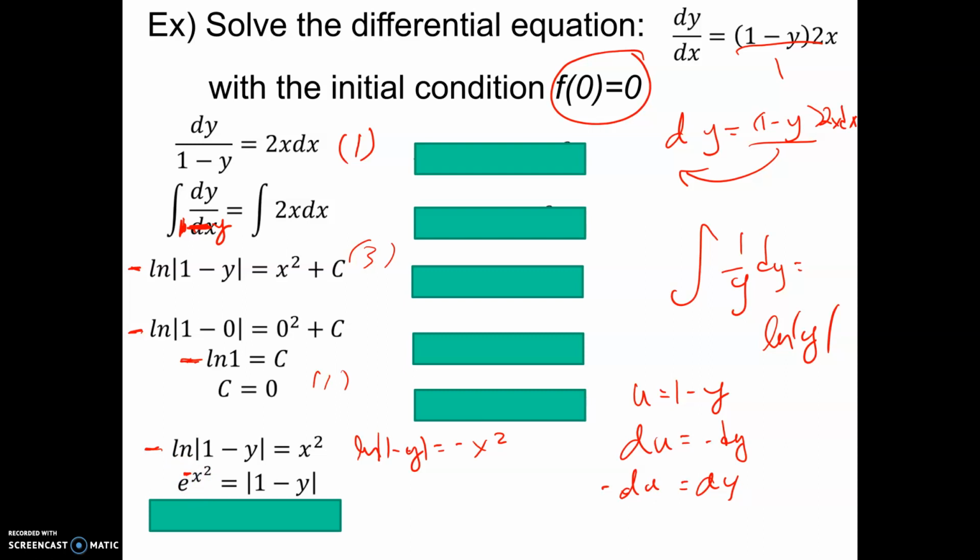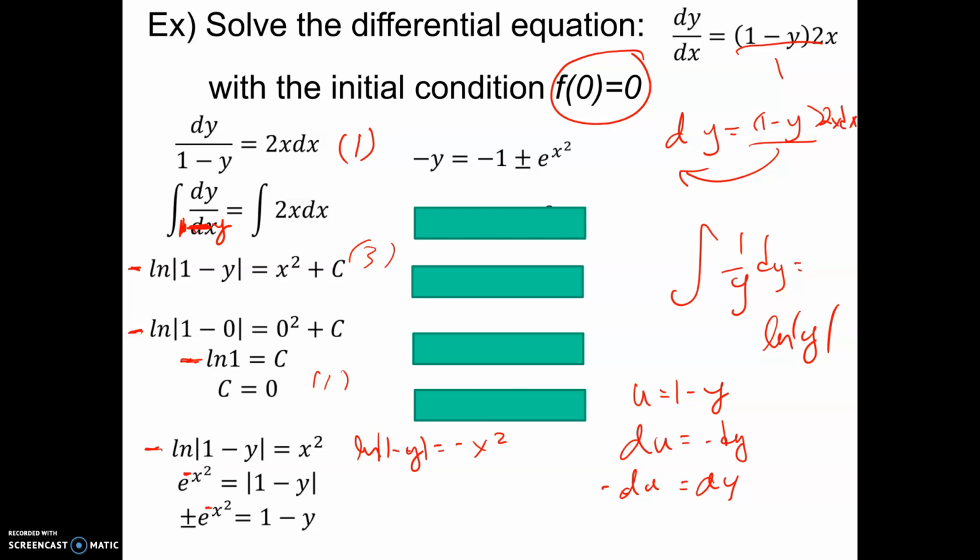So that would be e to the negative x squared equals the absolute value of 1 minus y. And since it's an absolute value equation, it's a piecewise function. So that means I have that 1 minus y is equal to plus or minus e to the negative x squared. Now, I move the 1 over. And now I have this, and I divide by the negative 1 over. Or I could move the y over and then just move this over. Doesn't really matter. But now I am here.